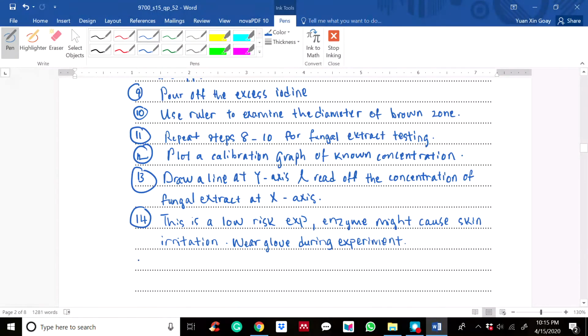And you can also suggest how to increase the reliability of this experiment. Repeat the experiment 3 times and calculate the mean.